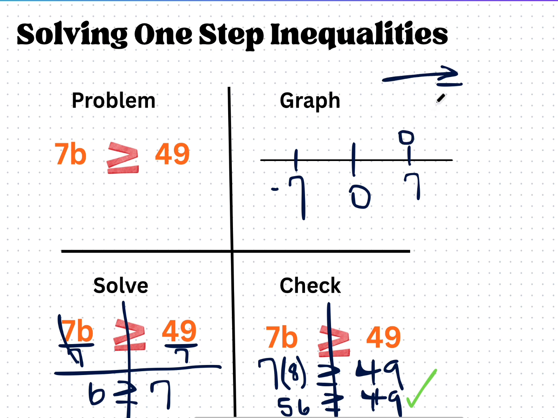Now for our graph, I wrote down the inequality to show which way my arrow should be pointing. It should be pointing to the right. And since it's or equal to, I have to fill it in. And then it's pointing to the right.